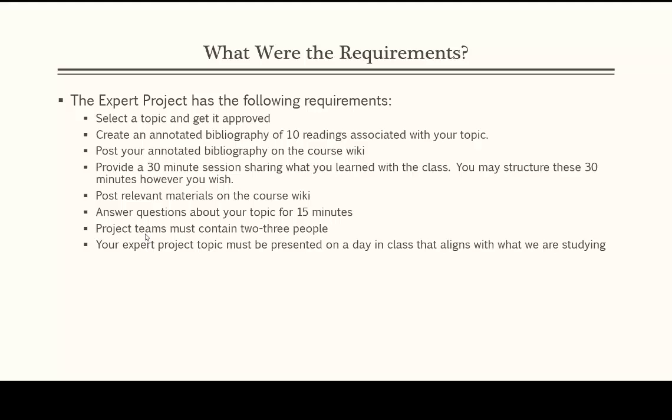So they've got the syllabus, they can see the topics. They select a topic, they get it approved, and then from there I ask them to create an annotated bibliography of 10 readings associated with the topic. It can be any 10 readings, it could be 10 books, it could be 10 articles, anything that you can think of, as long as it's relevant to the topic that they've selected, then I'm fine with it.